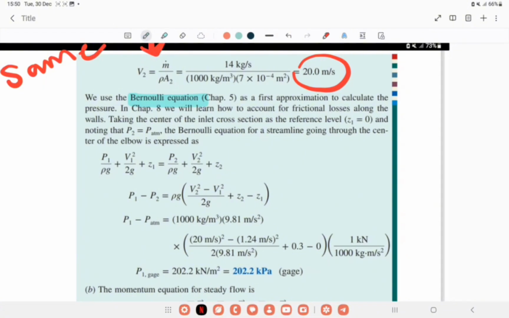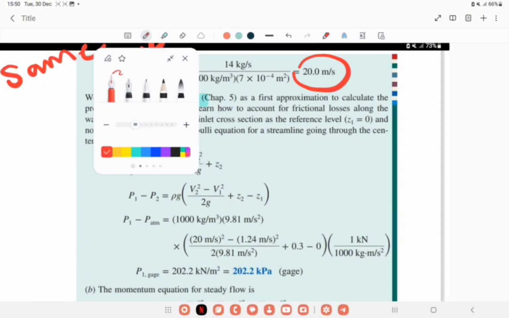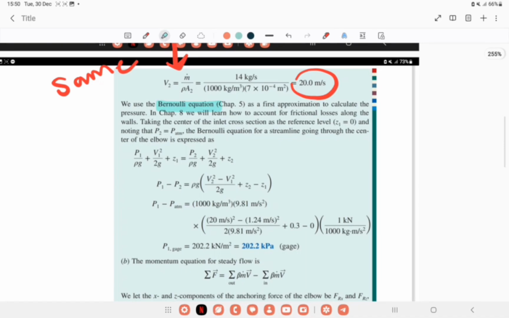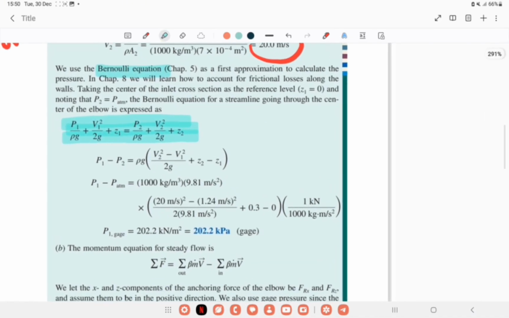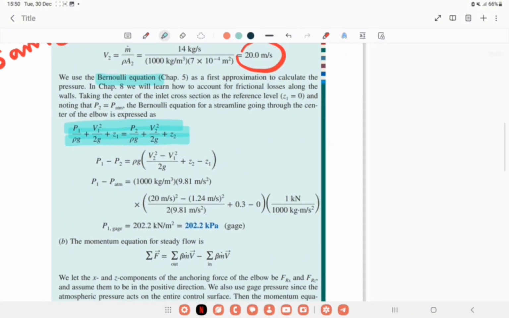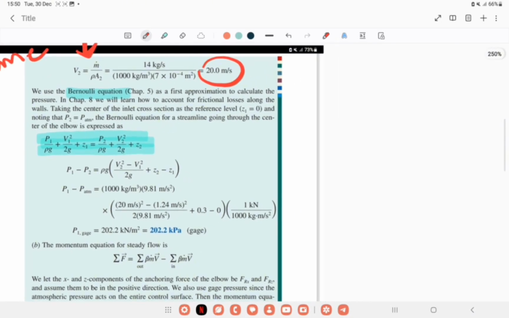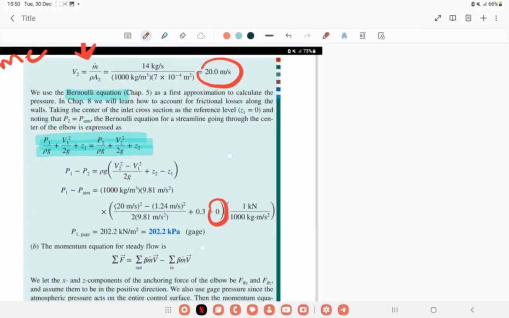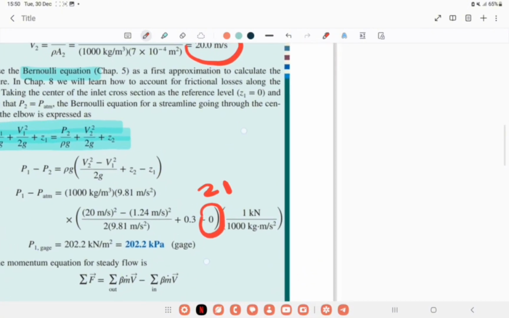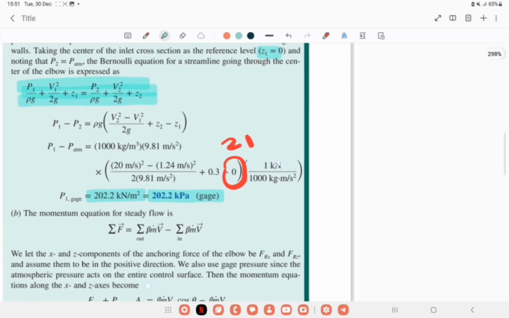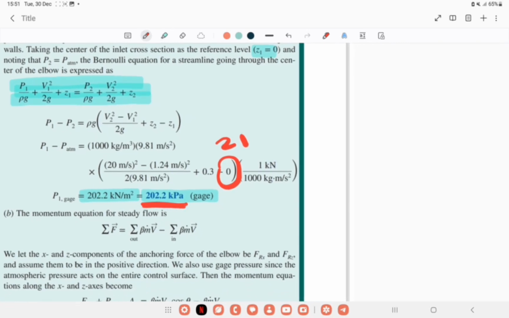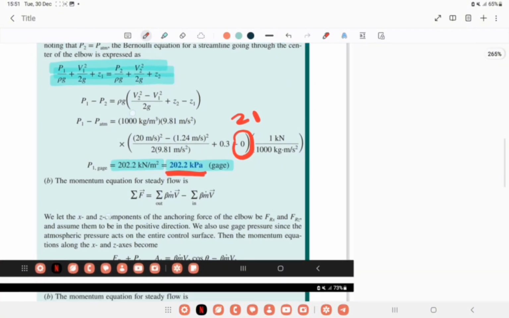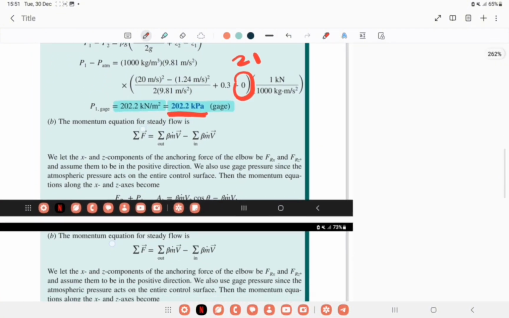And next we apply the Bernoulli equation between the inlet and the outlet to find the inlet pressure. The Bernoulli equation is: pressure energy per unit weight plus kinetic energy per unit weight plus potential energy per unit weight at the inlet is equal to pressure energy plus kinetic energy plus potential energy at the outlet. Since the outlet pressure is atmospheric, the gauge pressure at the outlet is 0, and after substituting all the values, the final answer for inlet gauge pressure will be 202.2 kilopascal.